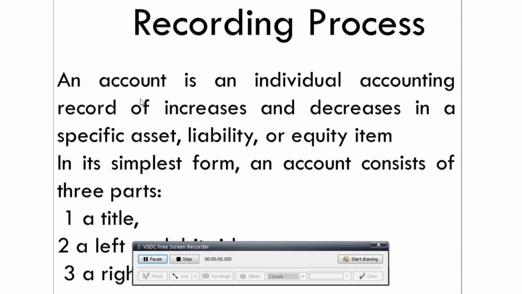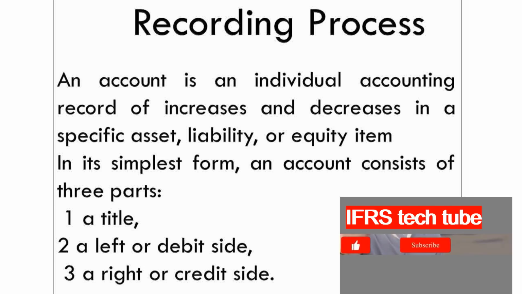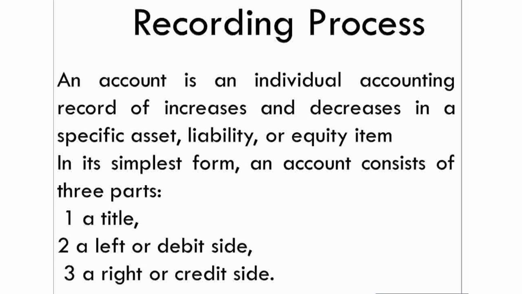Recording process. An account is an individual accounting record of increases and decreases in a specific asset, liability, or equity item. In its simplest form, an account consists of three parts. 1. A title. 2. A left or debit side. 3. A right or credit side.